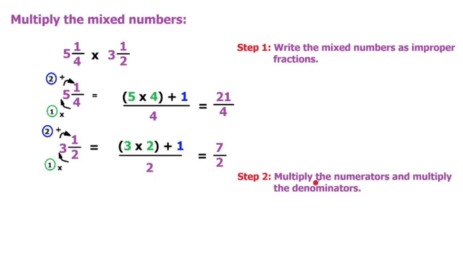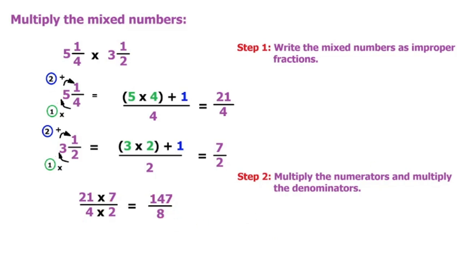Now multiply the numerators and multiply the denominators of the numbers that we just converted to improper fractions. So it's going to be 21 over 4 times 7 over 2. So you basically multiply the two numerators and the two denominators, and you get 147 over 8.